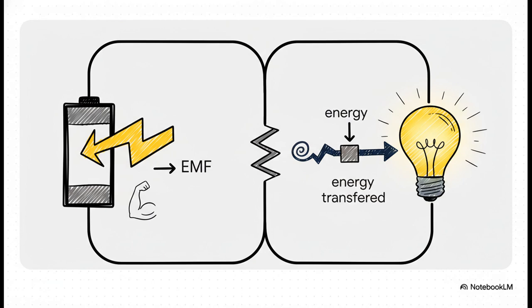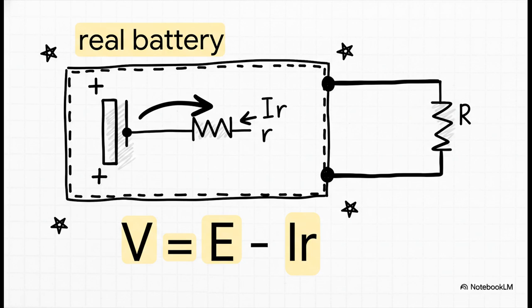EMF, or electromotive force, is the total energy the battery provides to each coulomb of charge. Think of it as the total push. Potential difference, on the other hand, is the energy that's used by each coulomb as it passes through a component. So EMF is the cause, potential difference is the effect. Because the battery itself is made of materials that have some resistance, a bit of the energy the charges are given is immediately used up just getting out of the battery. We call this energy drop the lost volts.